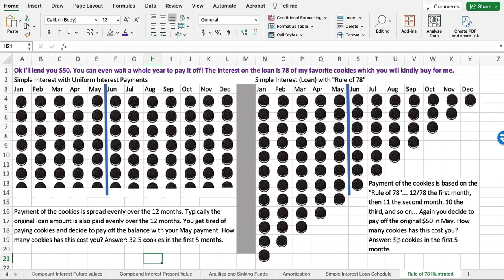So, not charging you extra interest is something that's probably more fair. The rule of 78 definitely favors the lender, the person that lent you the money, because they're going to get their cookies. All right.